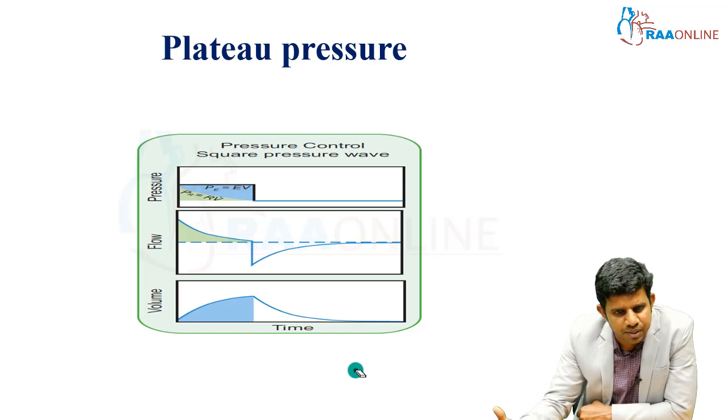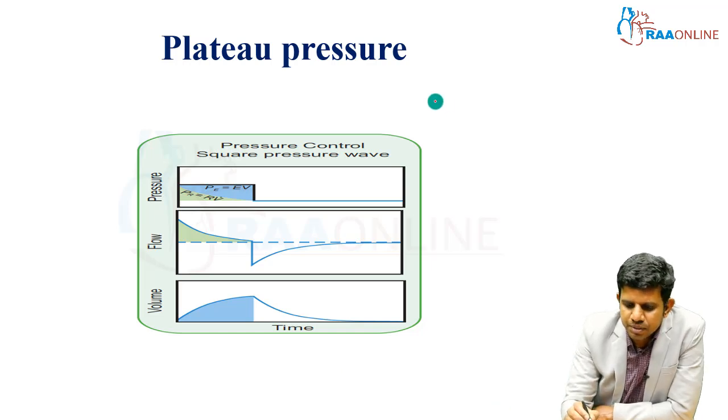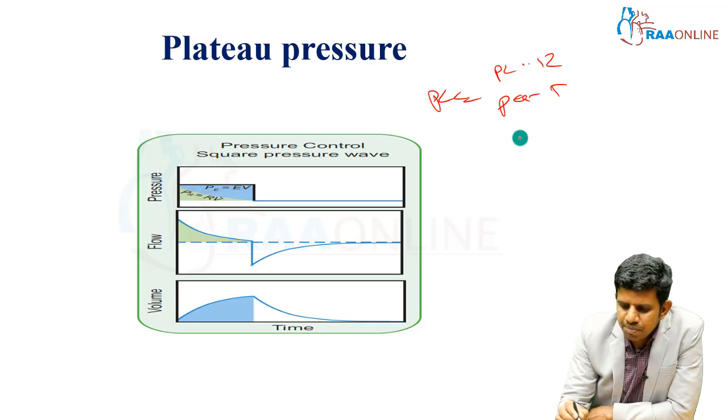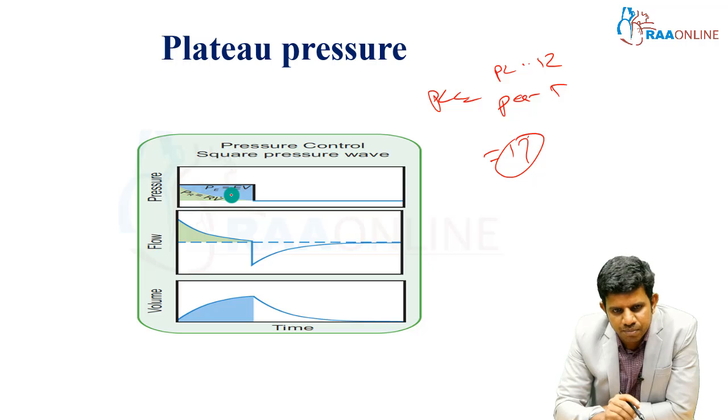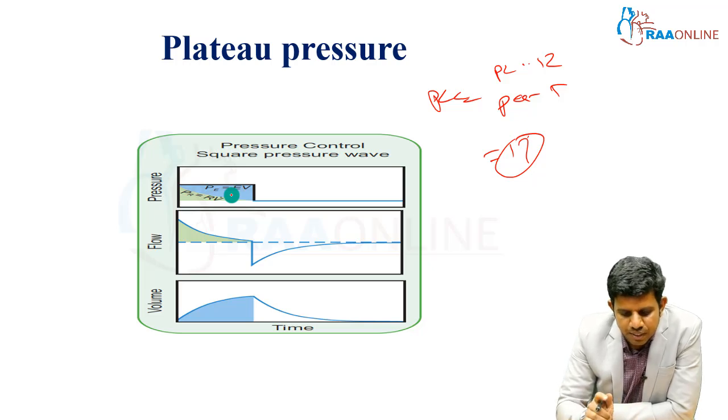It's PEEP plus your pressure control. For example, in pressure control I set a pressure control of 12, my PEEP is 5, so my plateau pressure is 17, because pressure is the independent variable. But this is not always true. Why is it not always true? I will tell you that.